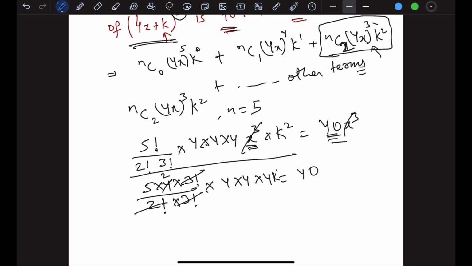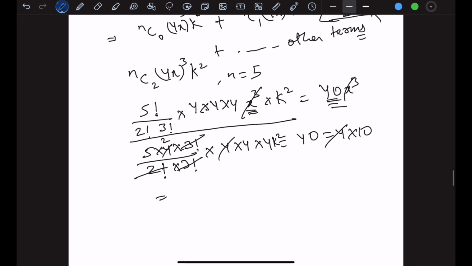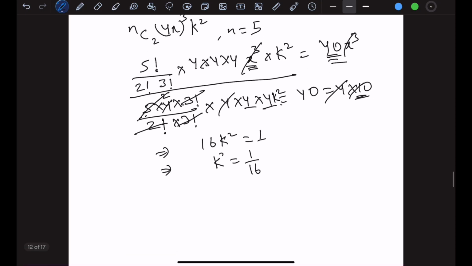Sorry, I missed the k square. And 40 can be written as 4 into 10. We can cancel this 4 with this 4. After simplifying, this is 5 into 2, 10, so this can be cancelled with this 10 here. On the left side, we have 4 into k square, which is 16k square. On the right side, we have 1. So k square equal to 1 by 16, and hence k is equal to plus minus 1 by 4.